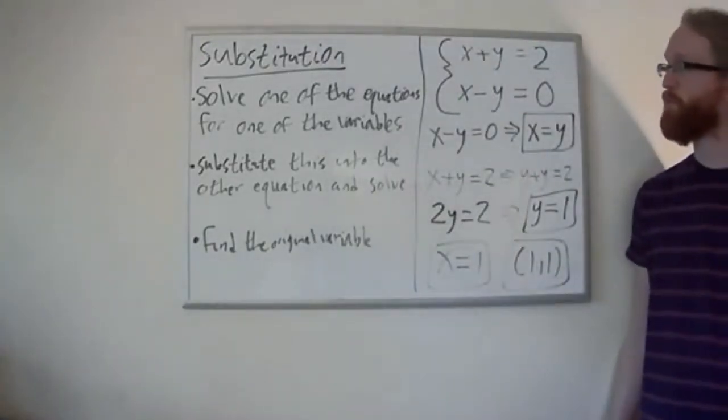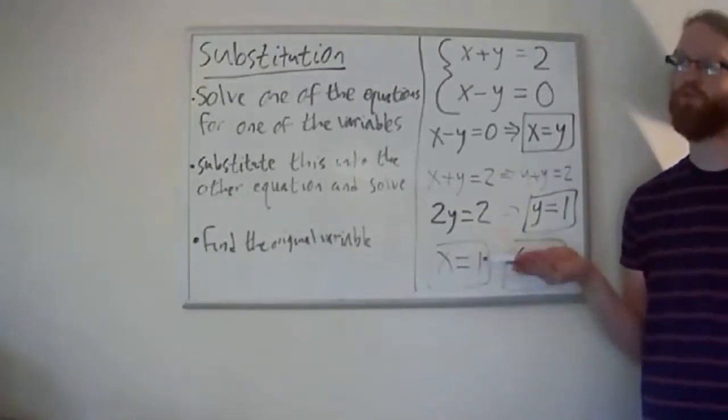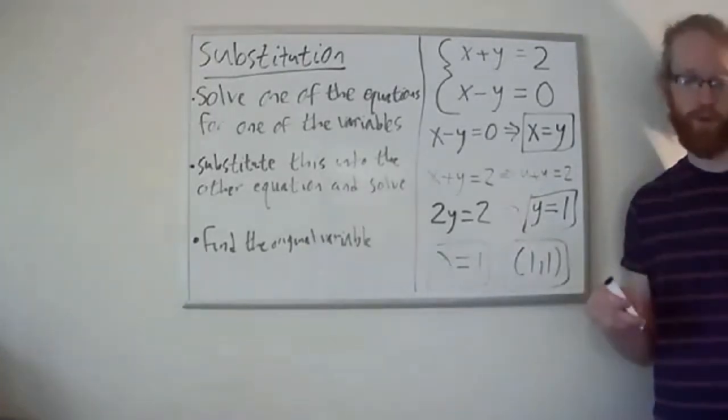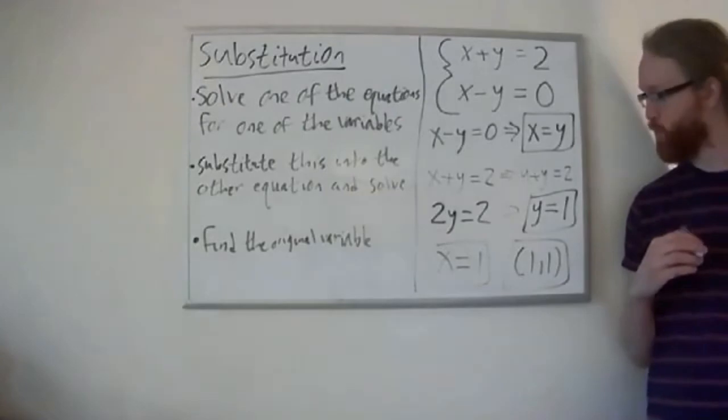So this is our substitution method. Pick an equation and solve for one of the variables in it, substitute the result into the other equation and solve it, and then go back and find that original variable using what you found in step 2.